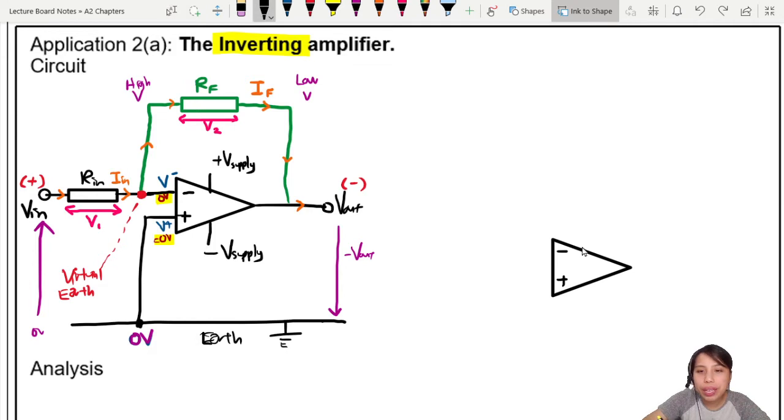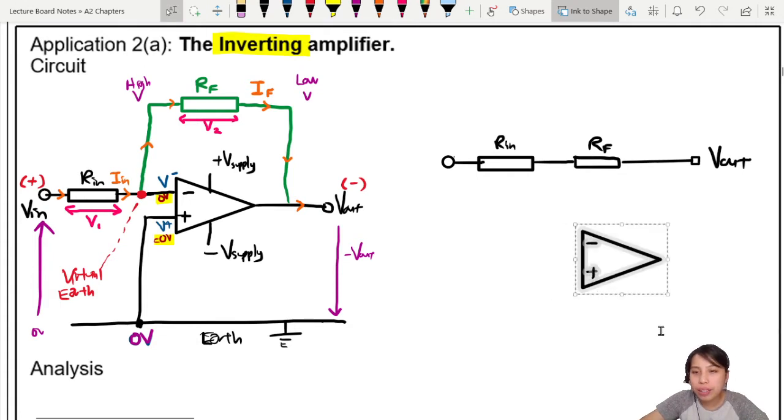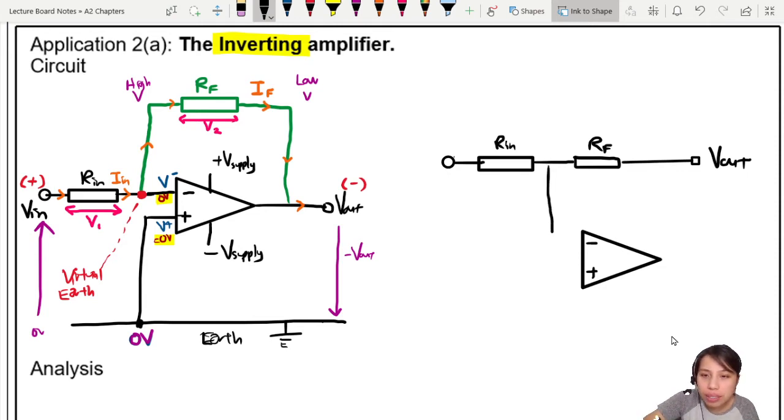We have V in coming in here. Let's draw it here. V in, the first resistor, this is R in. The second resistor, this is RF. Then go to V out. Then where does the op-amp fit into this? I'm going to move the op-amp a little bit to this side. You can bend the wires a bit in such a way so that the op-amp's legs are like this. Then the other one goes to ground. You check and see whether both diagrams are the same or not.